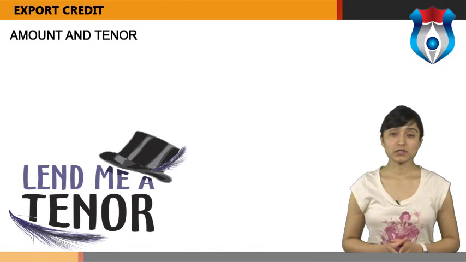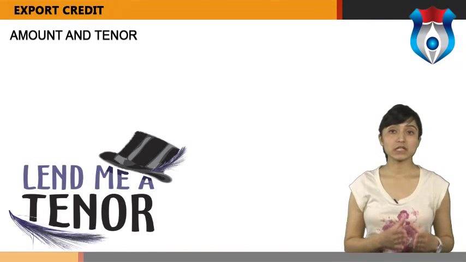Amount and tenor. For import of all items permissible under the foreign trade policy except gold, authorized dealers (ADs) have been permitted to approve trade credits up to 20 million per import transaction with a maturity period from the date of shipment up to 1 year.